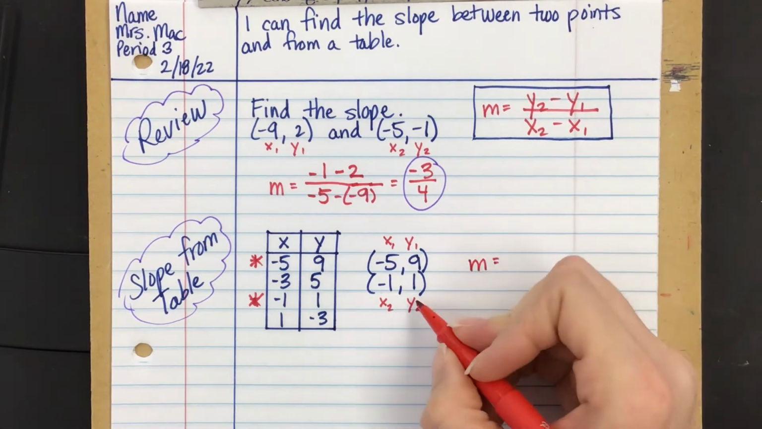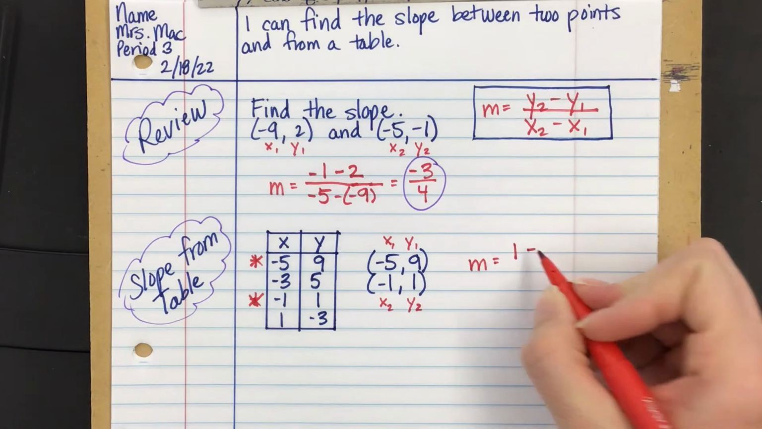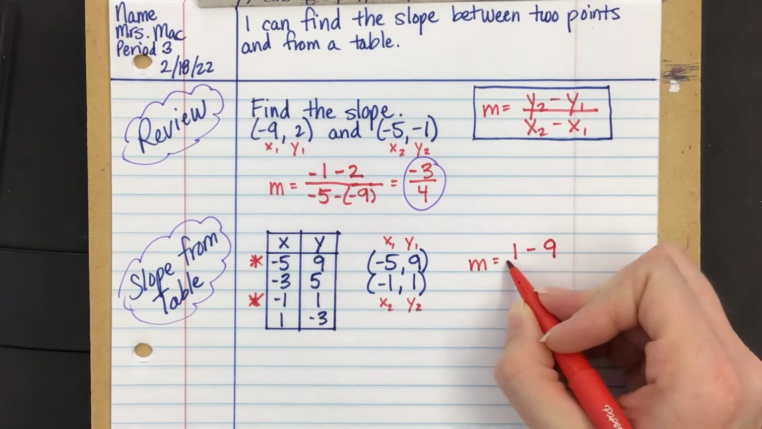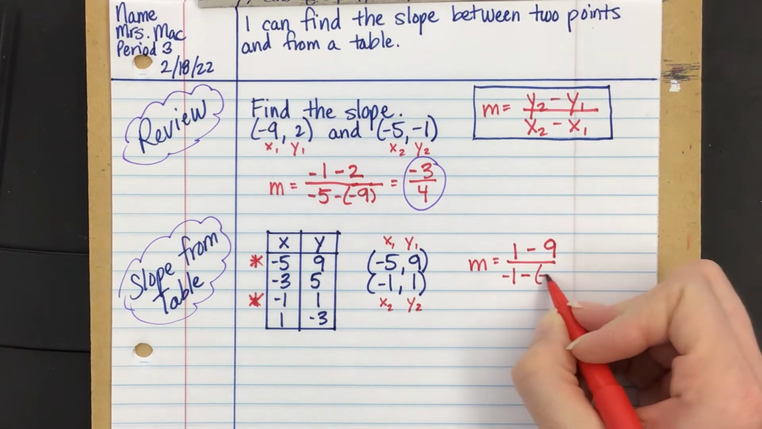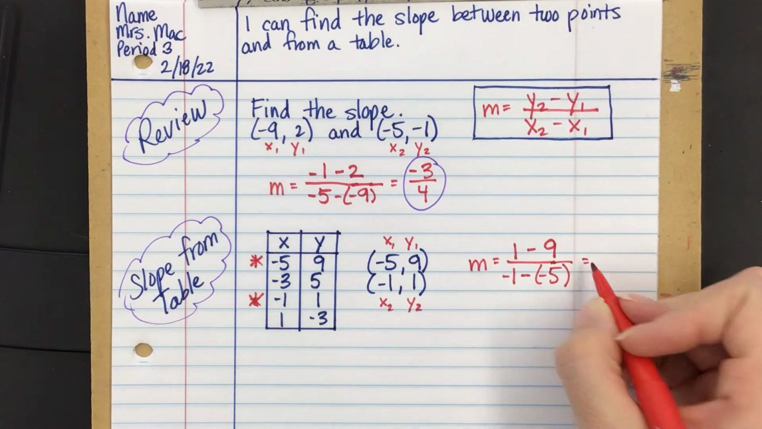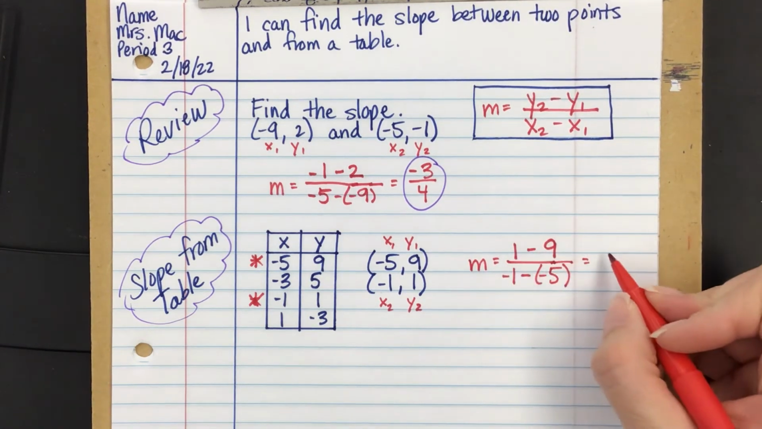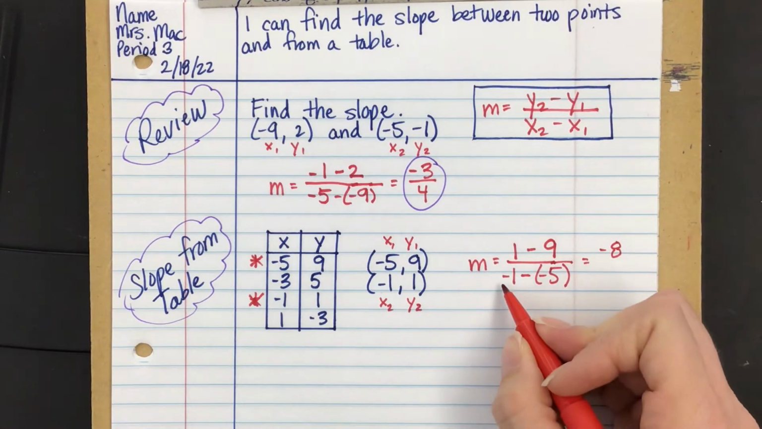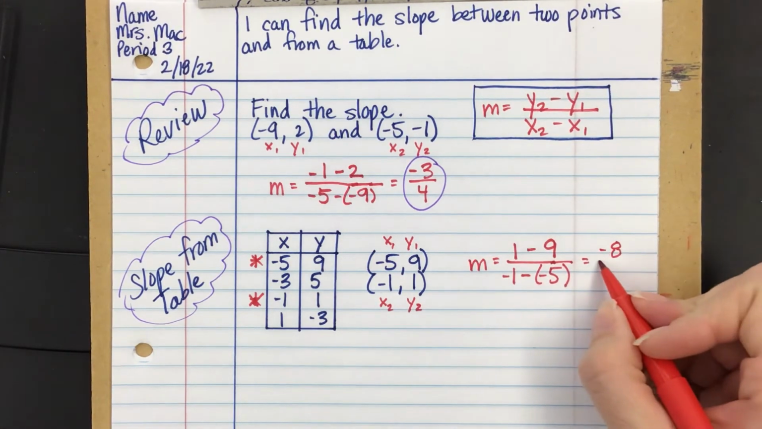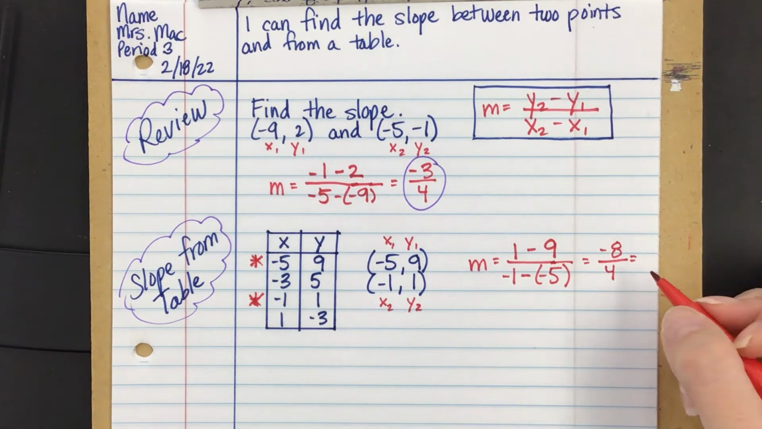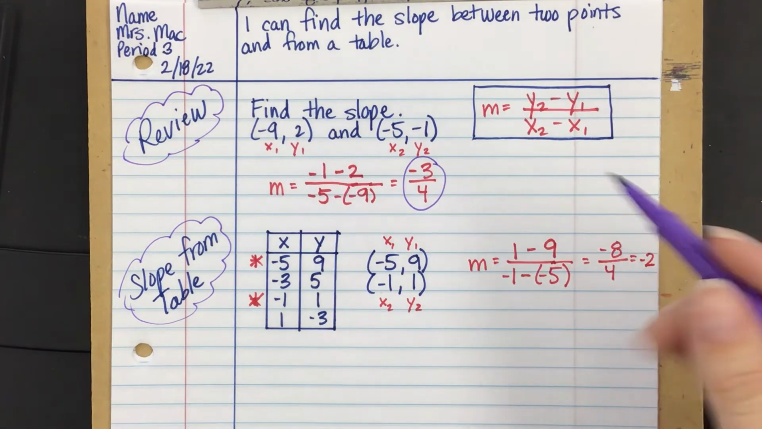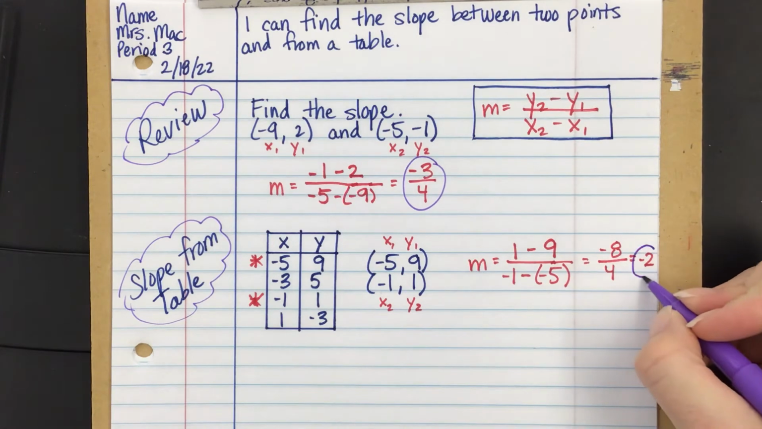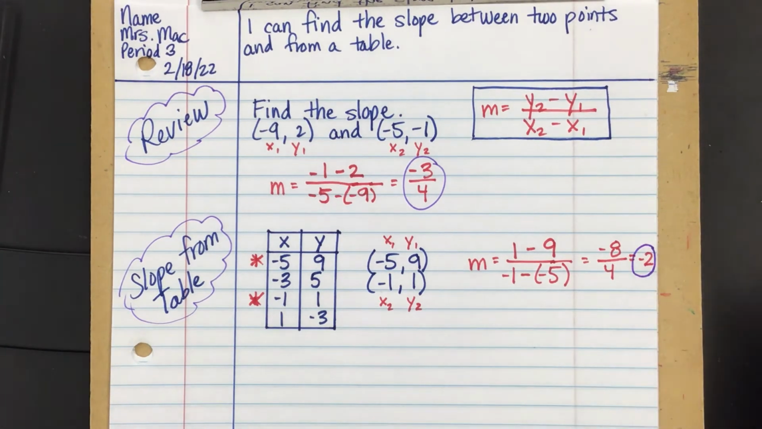Okay, so we have y2 is 1, y1 is 9. And then we're subtracting our x's, so -1 minus -5. And if I subtract, I'll get -8 on the top. And then this is -1, +4 on the bottom, which reduces to -2. So the slope for this relationship is -2. Not too bad, right? Good. All right. Thanks for the thumbs up.